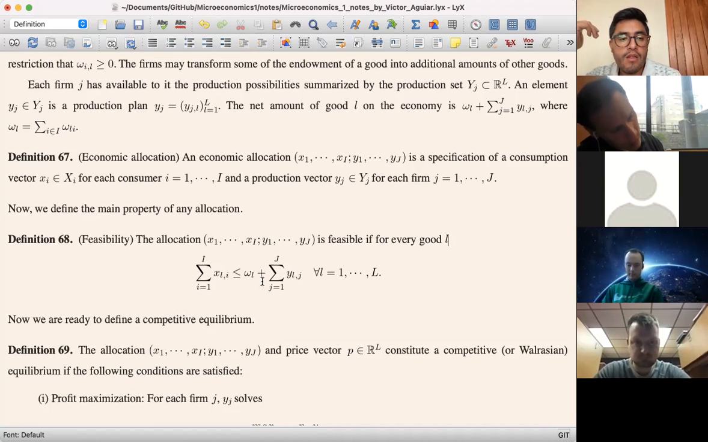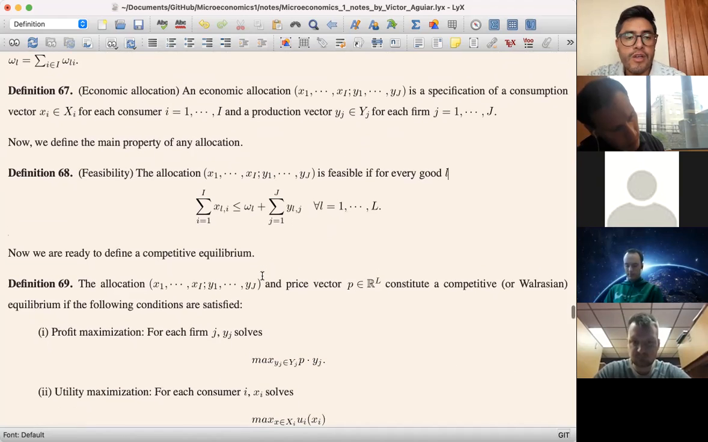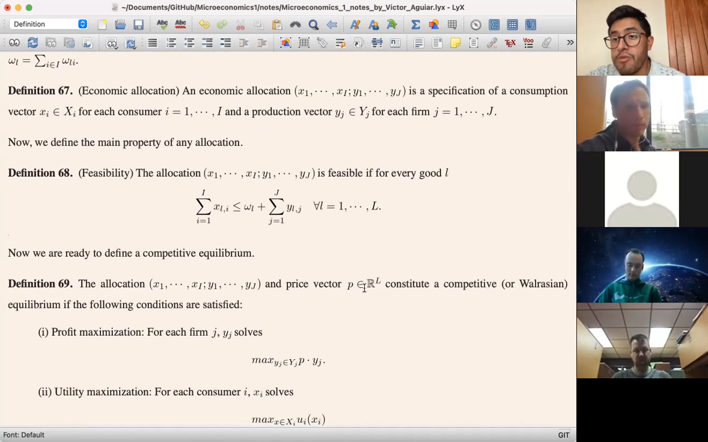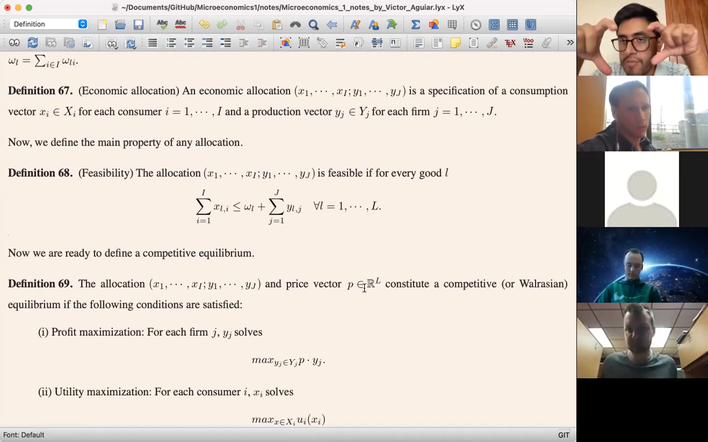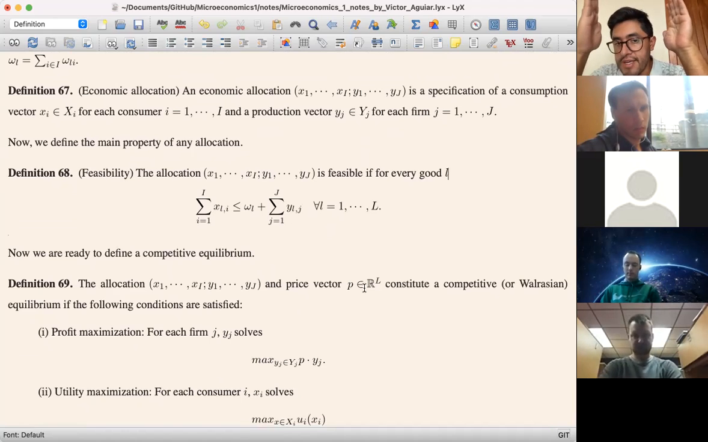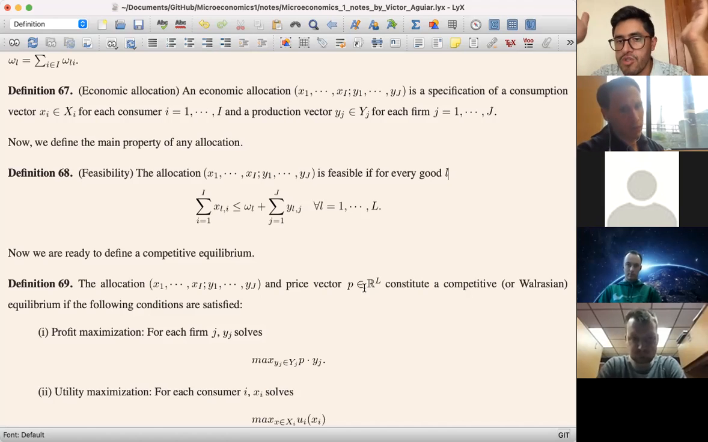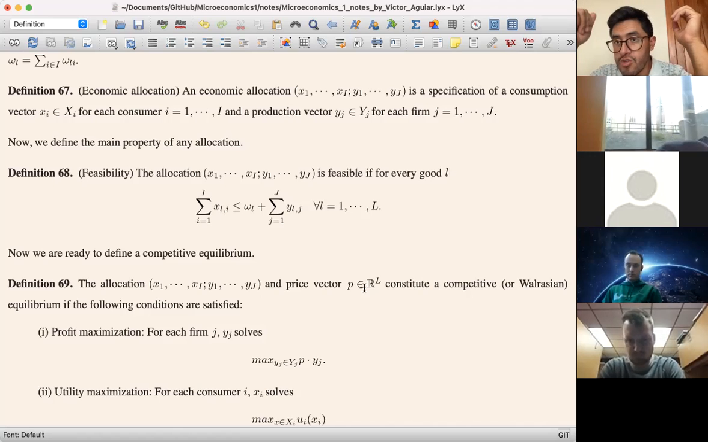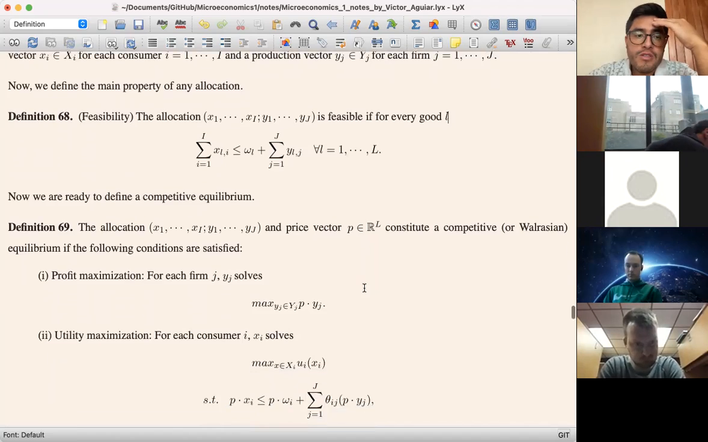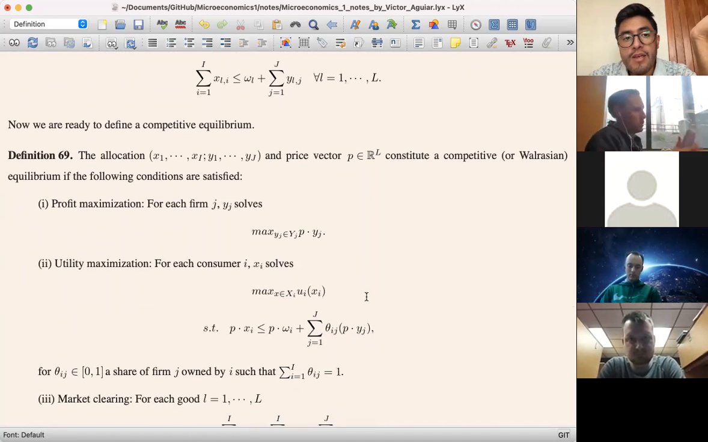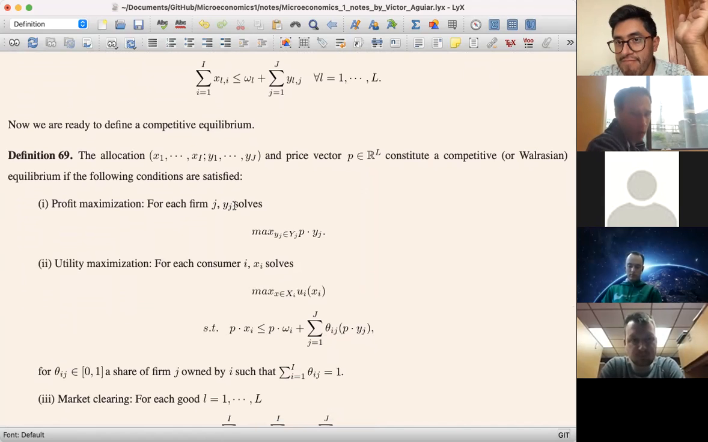Now, important definition. The allocation (x, y) and the price vector p form a pair, right? So an economic allocation (x; y) and a price, which is a vector of size L, constitute a competitive equilibrium, the first time we use this marvelous concept, if the following conditions are satisfied. The first condition is that the y part of the economic allocation, the production plans, are profit maximizing production plans, okay?